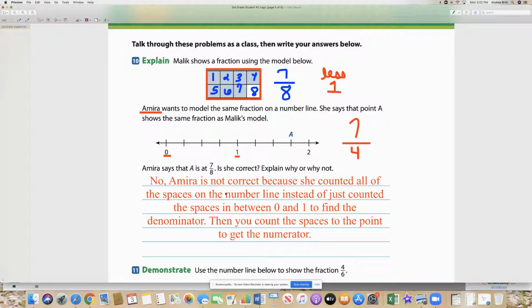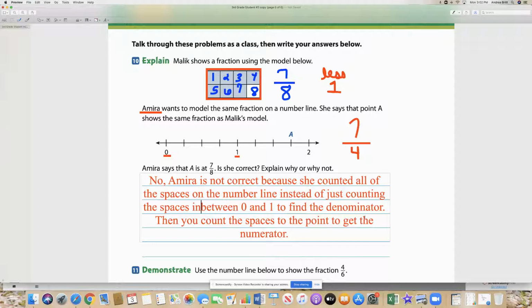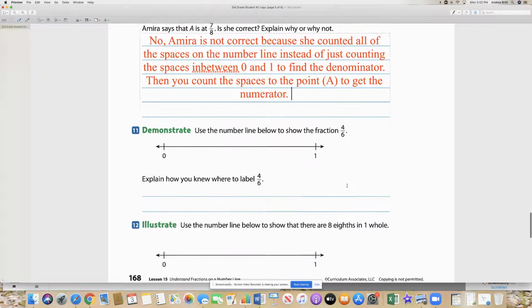All right, guys, so I went on ahead and typed in a quick explanation for this one. No, Amira is not correct because she counted all of the spaces on the number line instead of just counting the spaces in between 0 and 1 to find the denominator. Then you count the spaces to the point, which is point A in this case, to get the numerator of 7, so 7/4. Let's keep going.